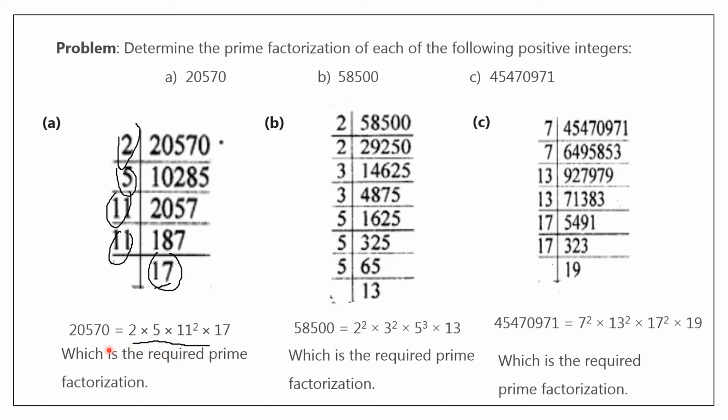Now here one more thing. The prime factorization of 20,570 is 2 into 5 into 11 squared into 17. The primes involved in this are 2, 5, 11 and 17. And primes involved in this are 2, 3, 5 and 13. Primes involved in this are 7, 13, 17, 19. This way you can conclude. In this way you can find the prime factorization of any composite number by using the long division method also.